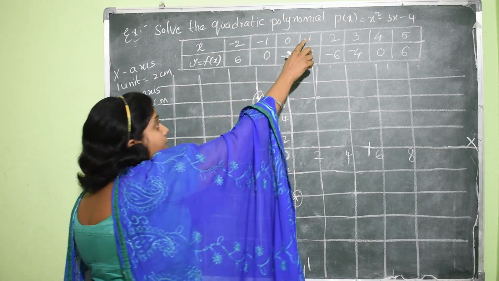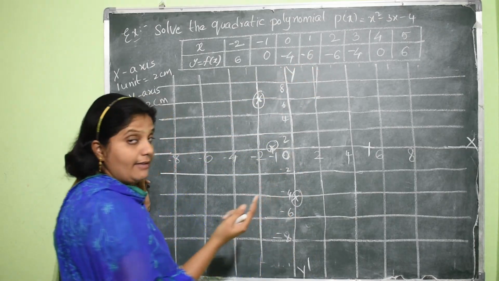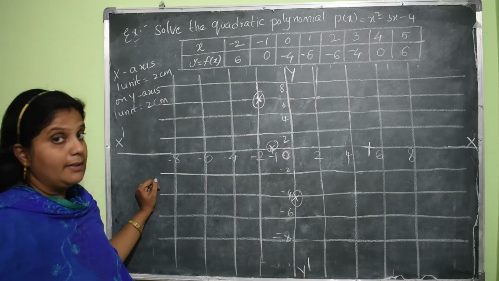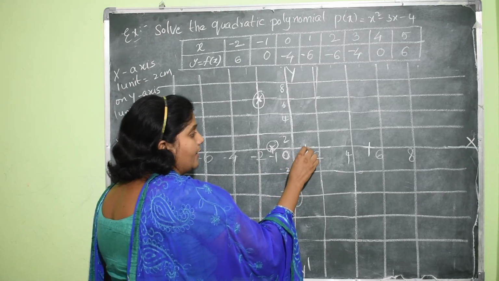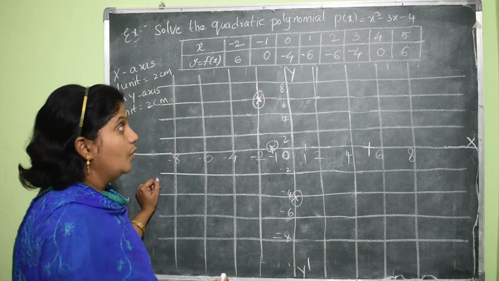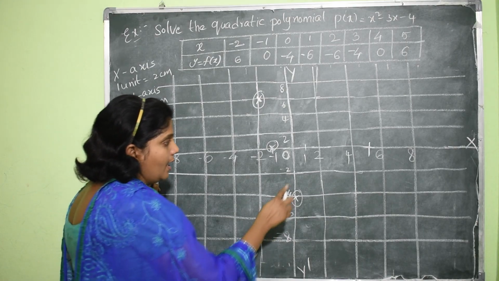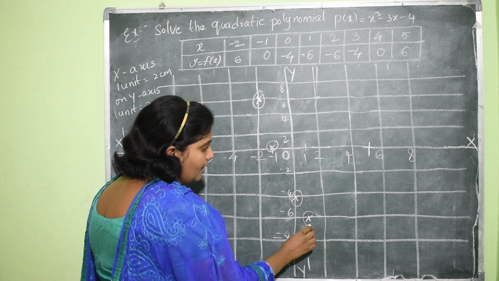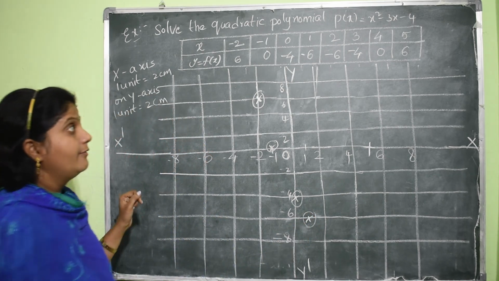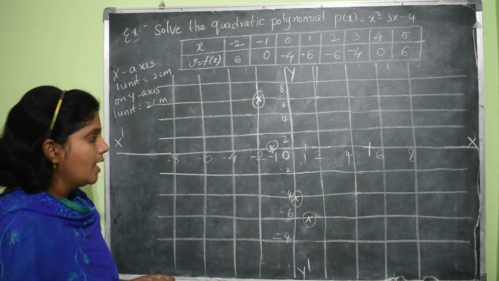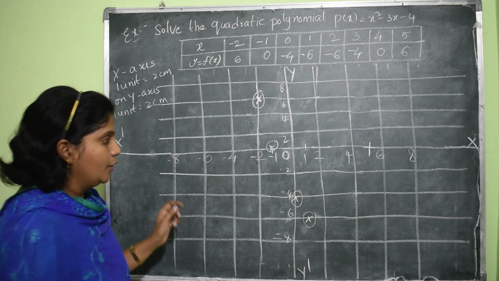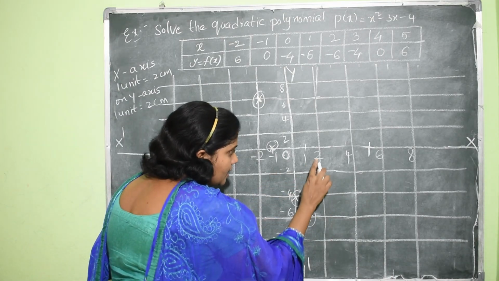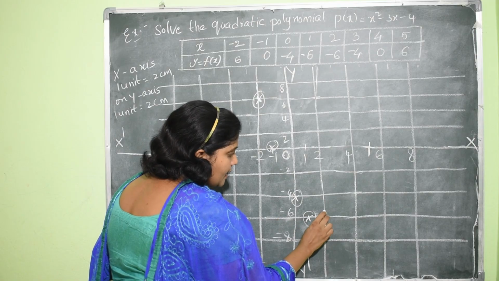Next, for 1, the value is minus 6. The 1 value is not labeled, so it should lie between 0 and 2. So, 1 lies here. For 1 value what is given? Minus 6. So, exactly it will come here. Next, for 2 value it is minus 6. For 2 value again it is minus 6. 2 means here and minus 6 means here.